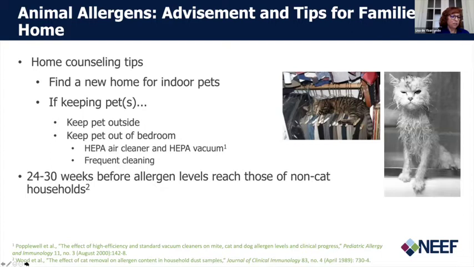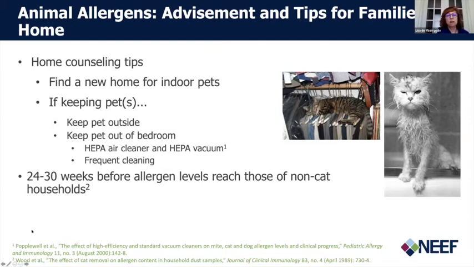So animal allergens, advisement and tips for families for their home. You may find a new home for the indoor pet, but I would suggest not mentioning this until you have confirmation of that allergy. A lot of parents are very reticent to give up that beloved pet. However, if they are truly allergic to those pets, if keeping the pets, try to keep them outside if possible, and at most keep them out of the child's bedroom.